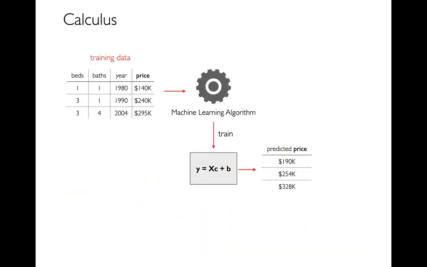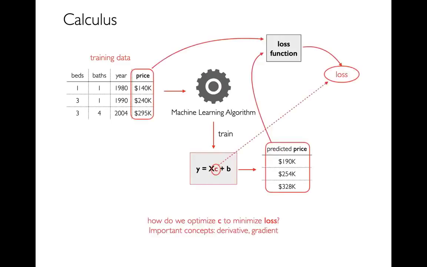What about calculus? So here I have that situation again with the house where I have some training data. So I have both my features and my label. It goes into an algorithm, and that algorithm will basically spit out this formula for me that I can use to predict housing prices.